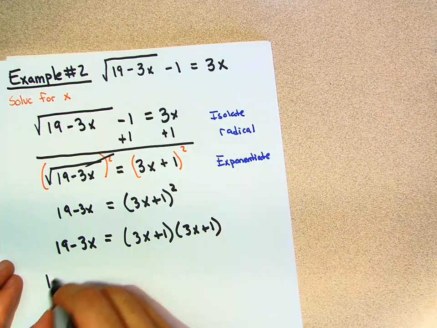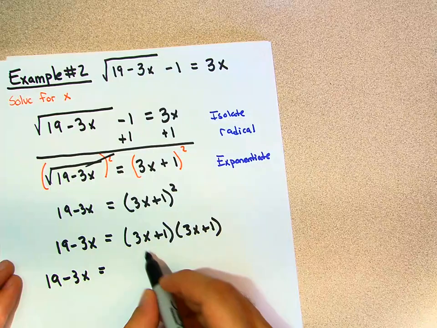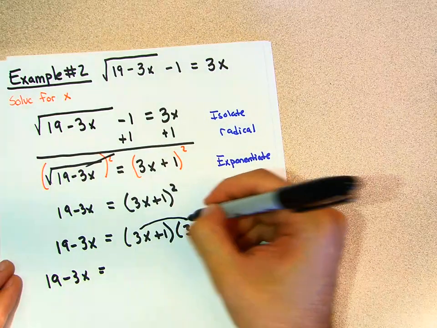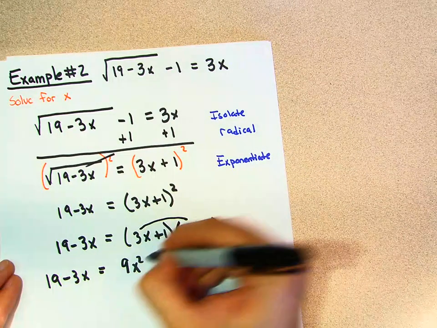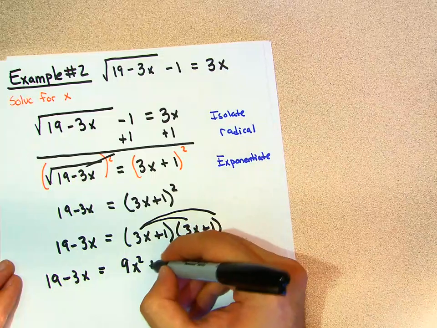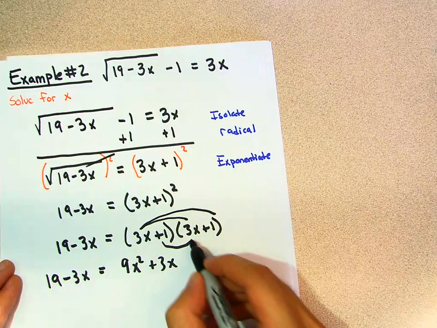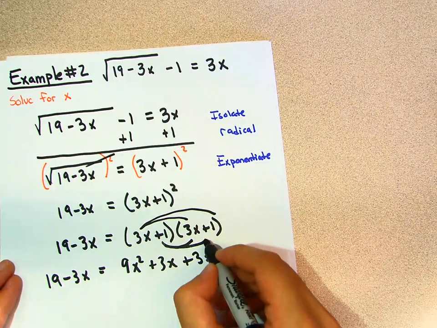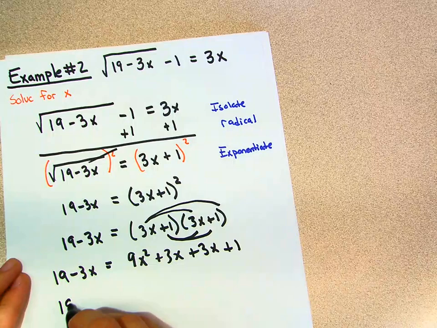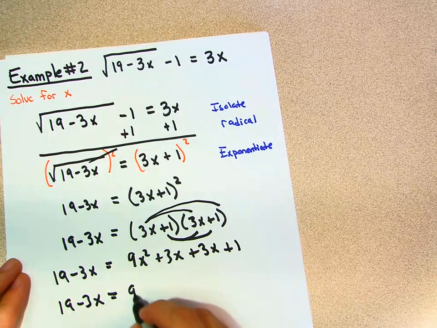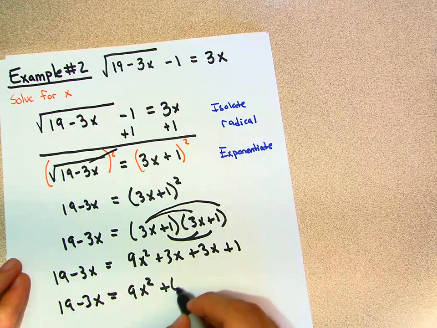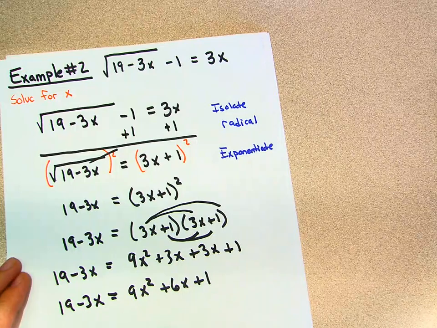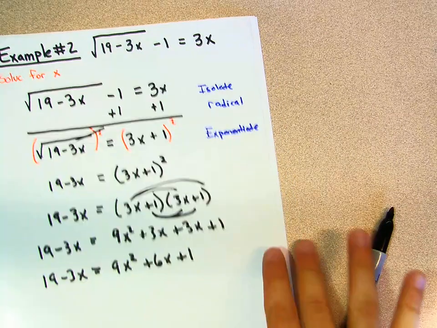So 19 minus 3x is equal to, we got to FOIL this. 3x times 3x, 9x squared. 3x times 1 is 3x. 1 times 3x is 3x. 1 times 1 is 1. So 19 minus 3x is equal to 9x squared plus 6x plus 1. Okay?